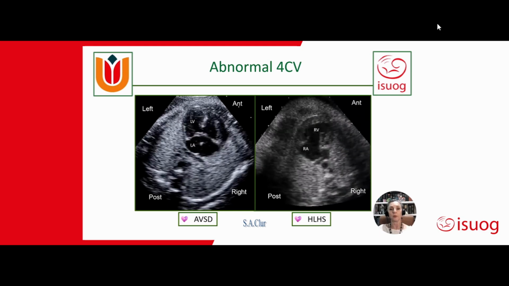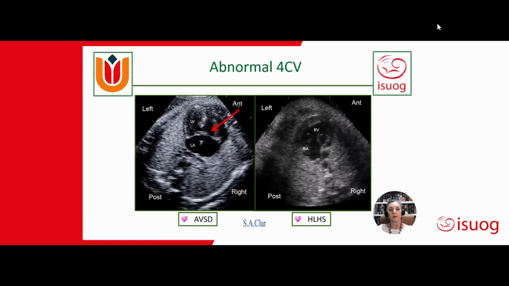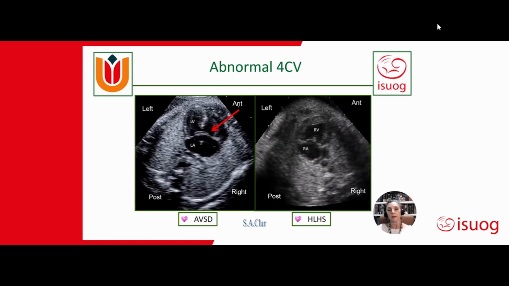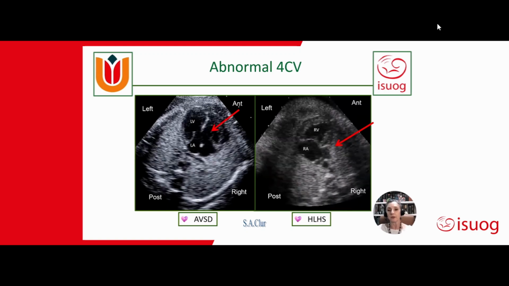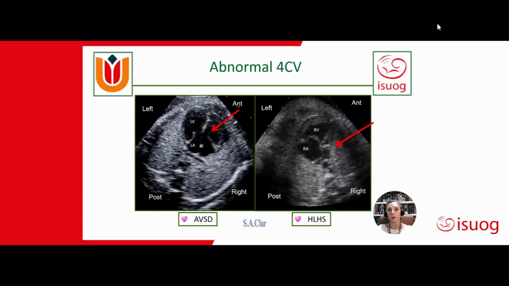Here we have an example of two cardiac defects detectable on the four-chamber view. On the left, an atrioventricular septal defect with a defect in the center of the heart giving a VSD, an ASD primum, and a single AV valve. On the right, we have a hypoplastic left ventricle, and it's very easy to see here that this left ventricle is far too small to function independently.